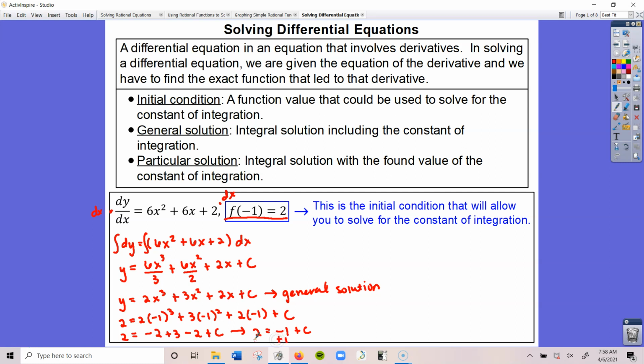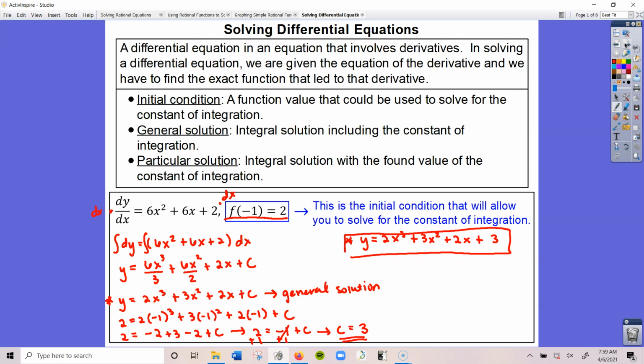So now we just add the 1 over to the other side, and we get that c is equal to 3. Now that we have c, we can write out our particular solution. So we come back to our general solution and we plug in c. So my final answer would be y equals 2x to the third plus 3x squared plus 2x plus 3. And this would be my particular solution and my final answer.